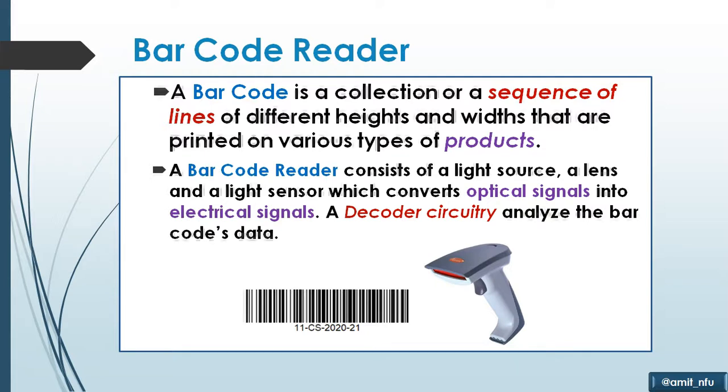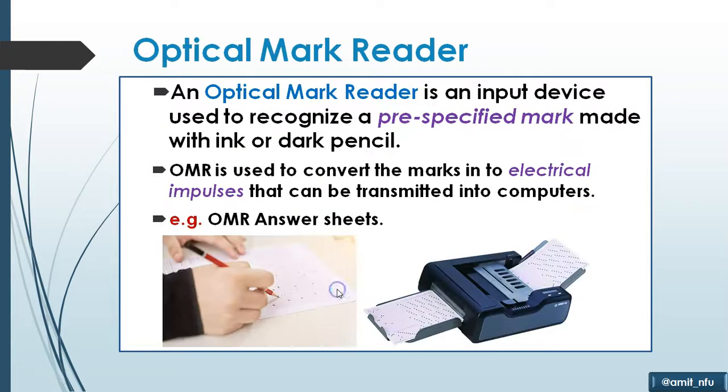And barcode reader is the input device which consists of a light source, a lens, and a light sensor, which converts the optical signal into electrical signal. Means the light is converted into electrical signal. And a decoder circuitry is there to analyze the barcode data. Here is a barcode corresponding to 11 CS 2020-21.